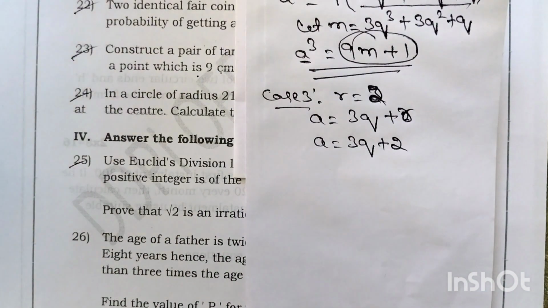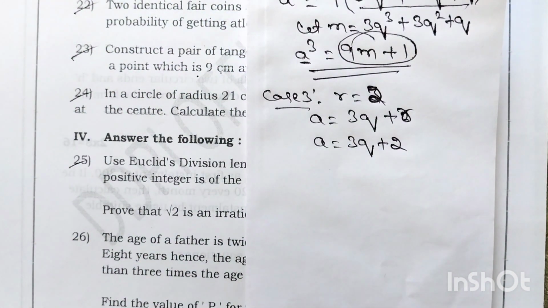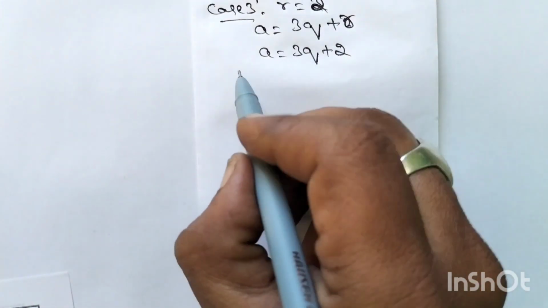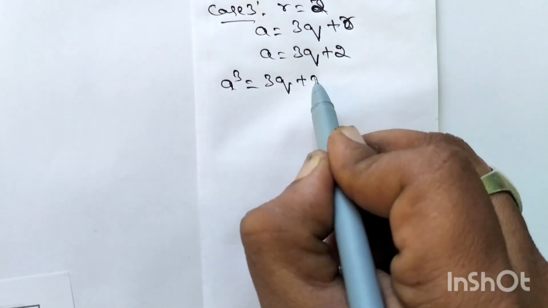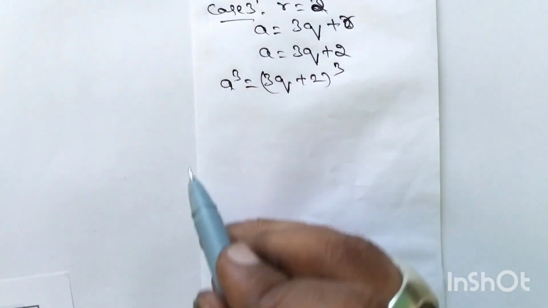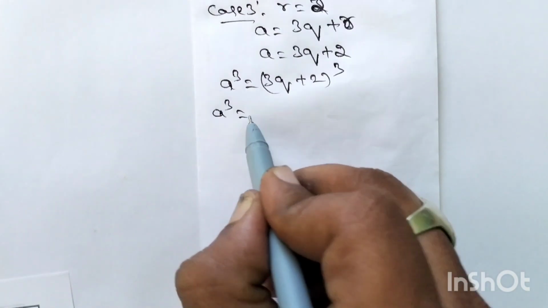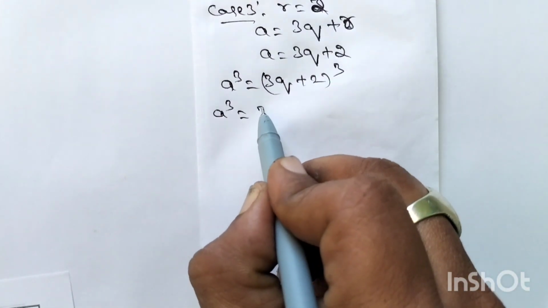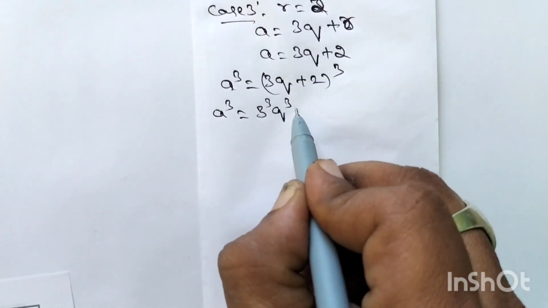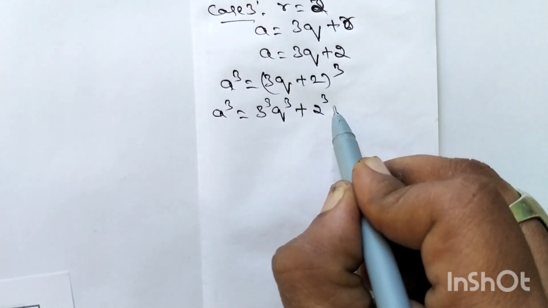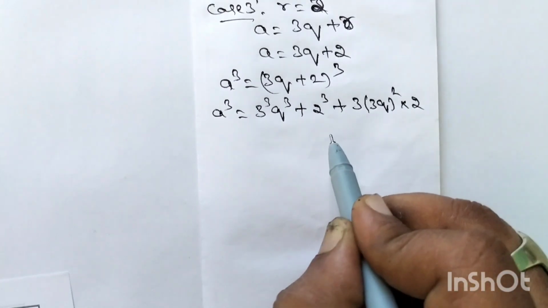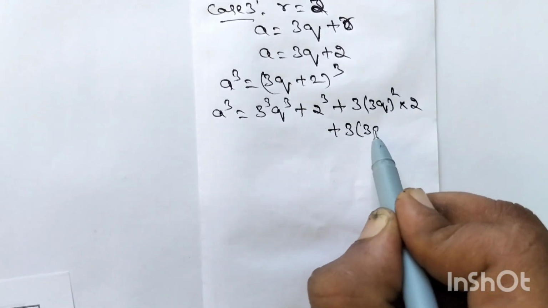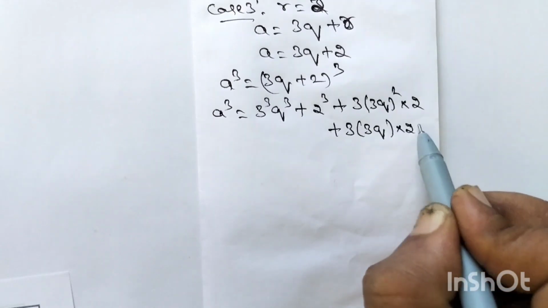So now let us answer for this one. Cube on both sides. a cube is equal to (3q plus 2) whole cube. So now a cube is equal to, it is in the form of (a plus b) whole cube. a cube, 3 cube q cube, plus b cube, 2 cube, plus 3 a square, 3q whole square, into b, which is 2, plus 3ab square, a is 3q into b square, 2 square.